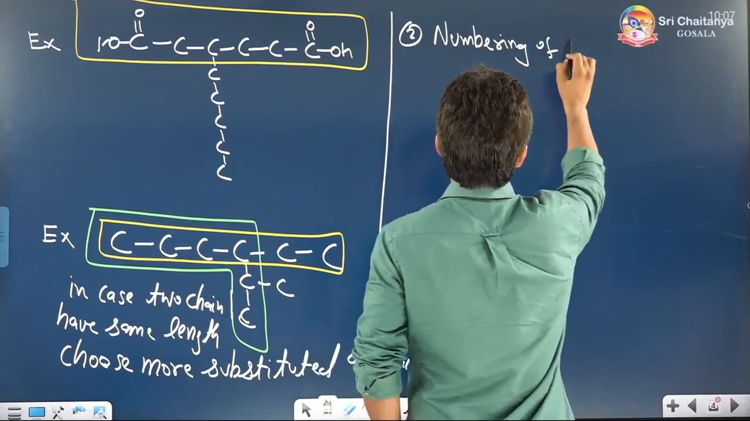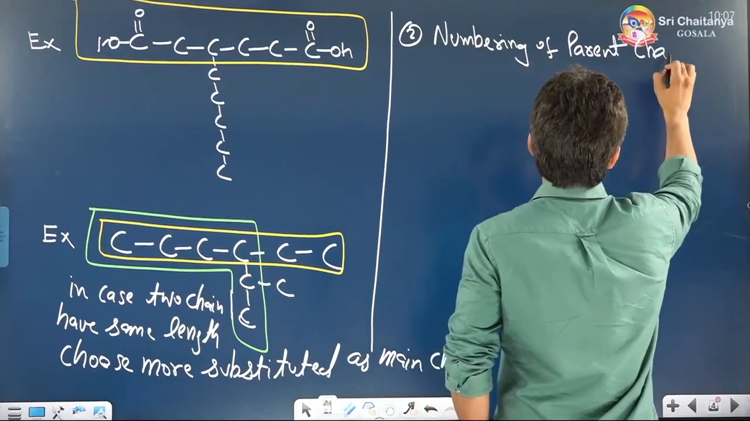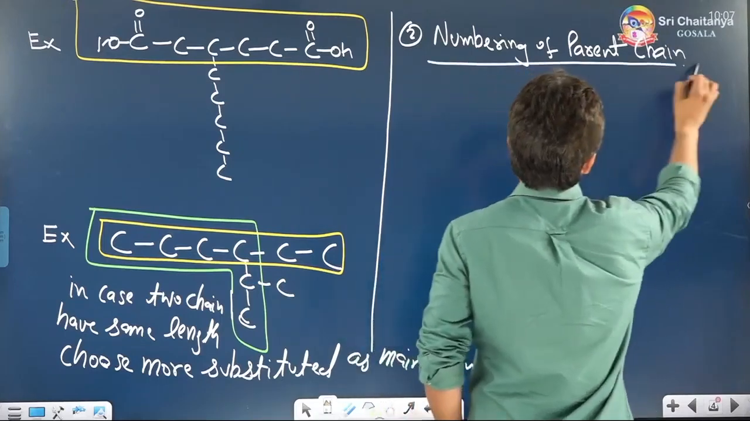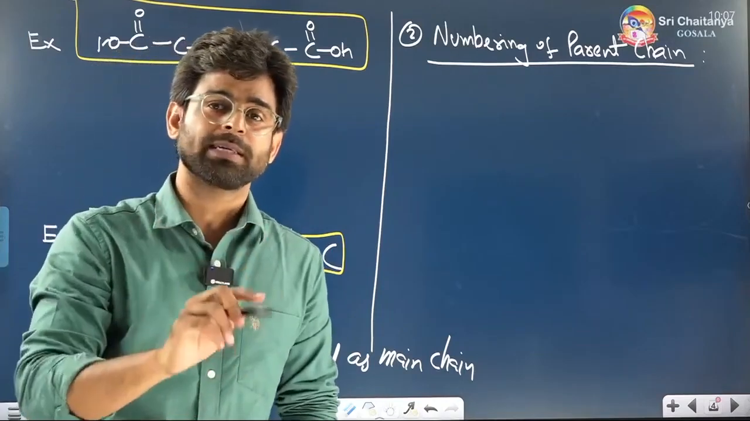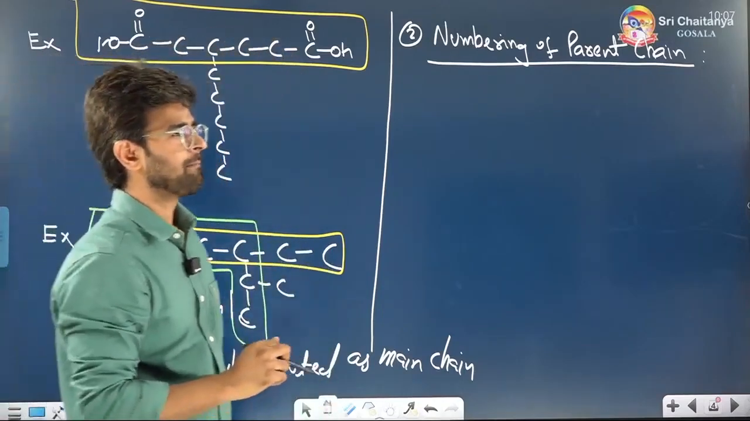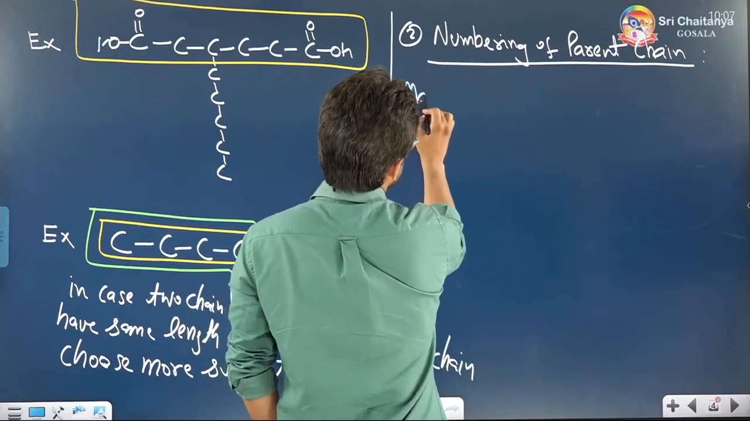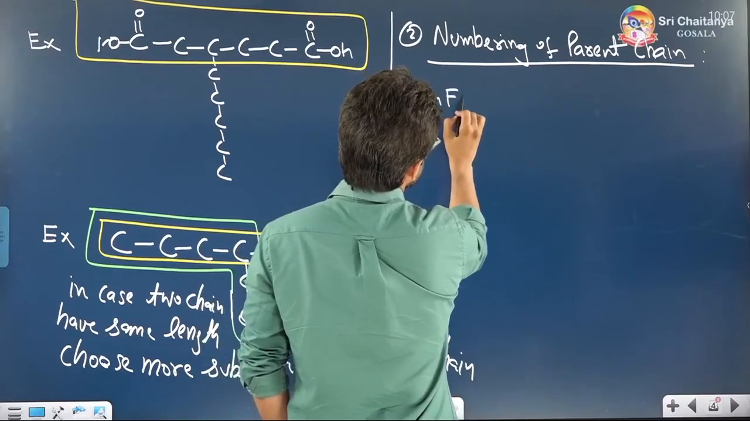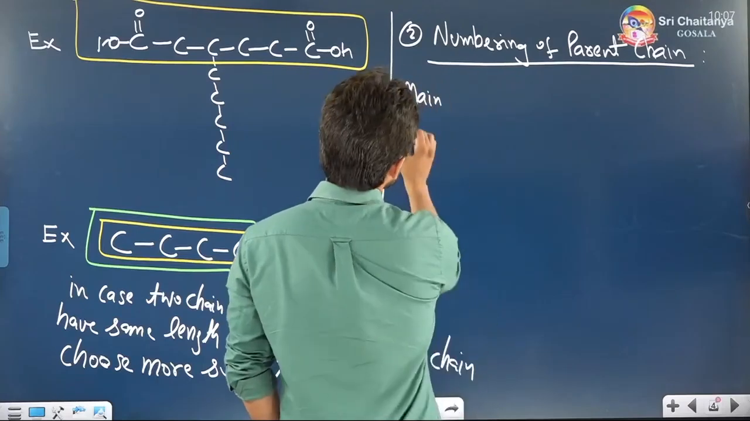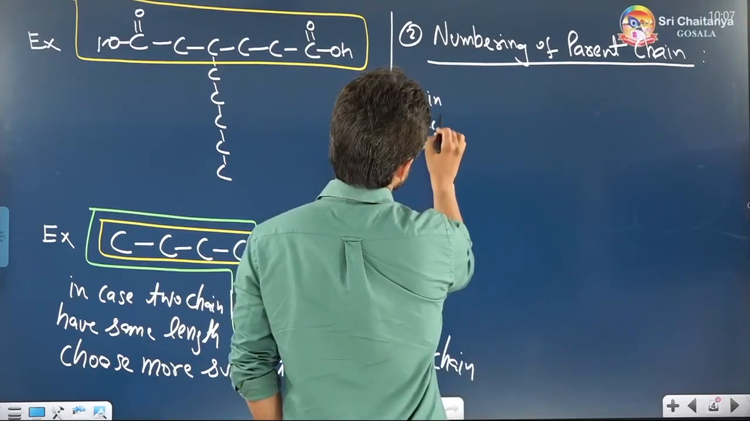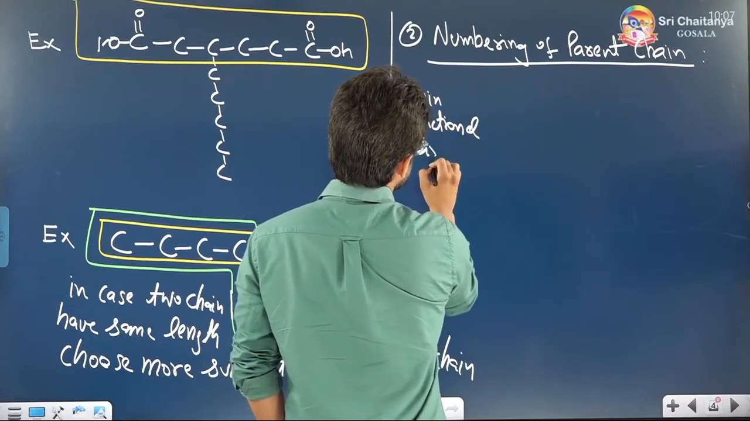Numbering of parent chain. First we have chosen the parent chain. Now we will do its numbering. Clear? Come to that. Numbering of parent chain. Priority-wise, if we check, I will go for the main functional group. Functional groups are the most important thing.